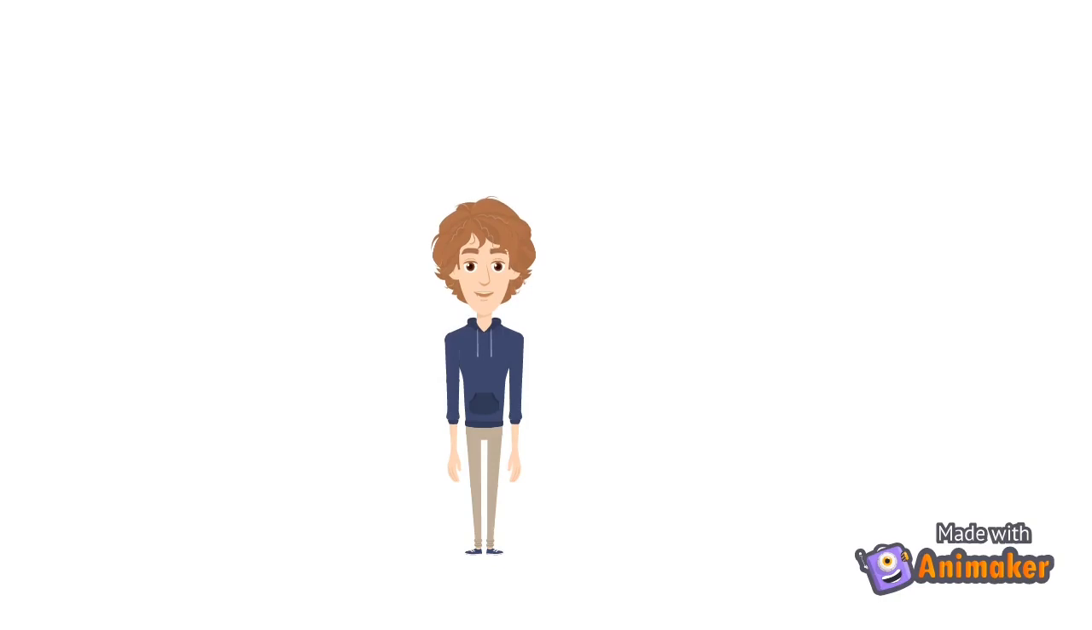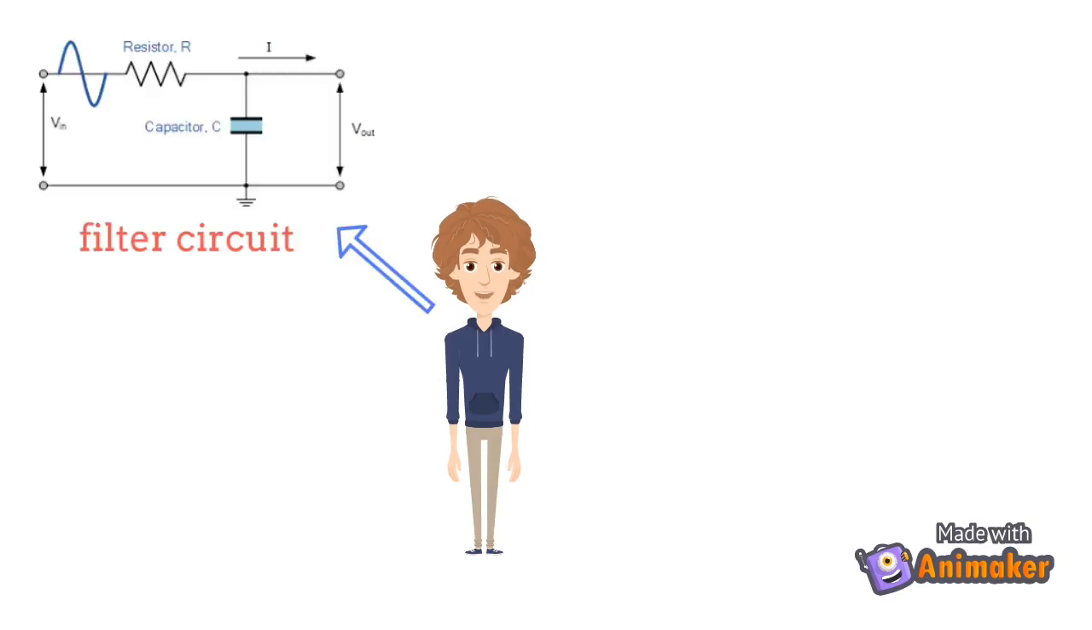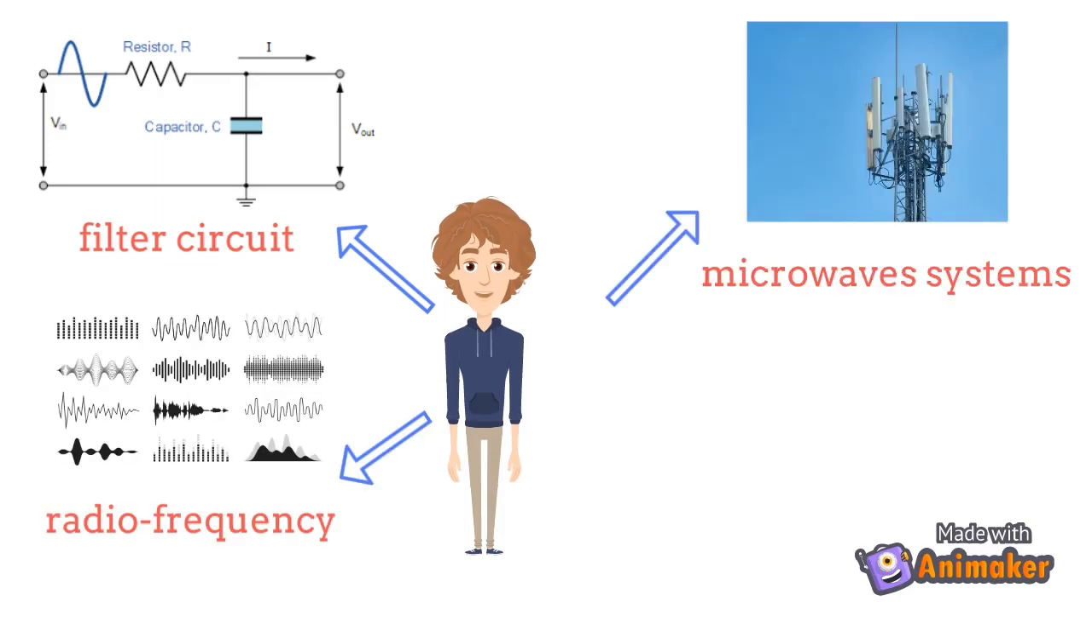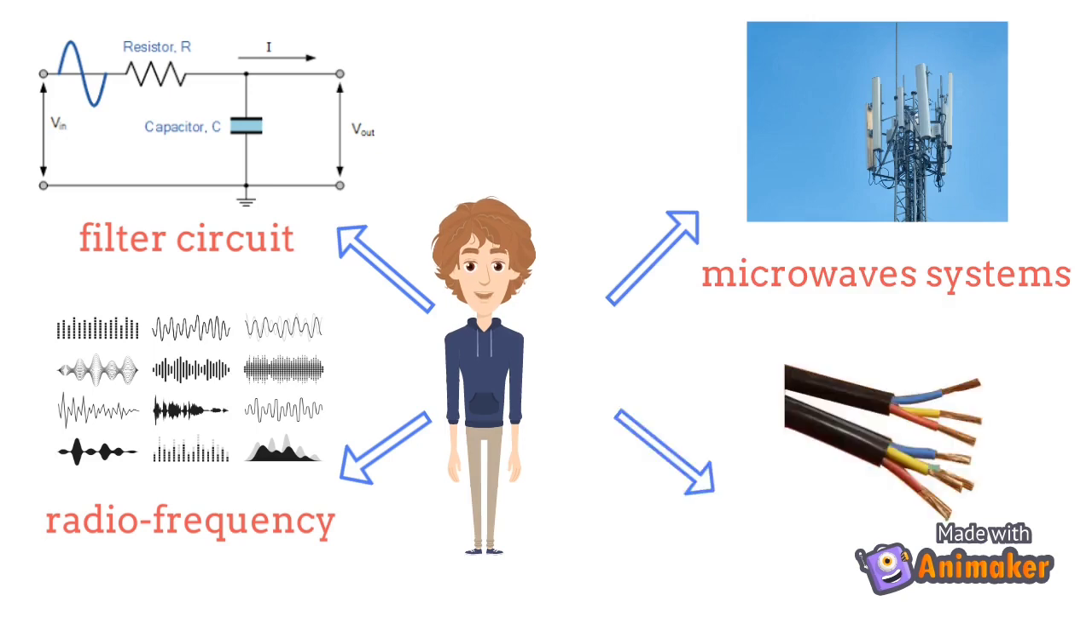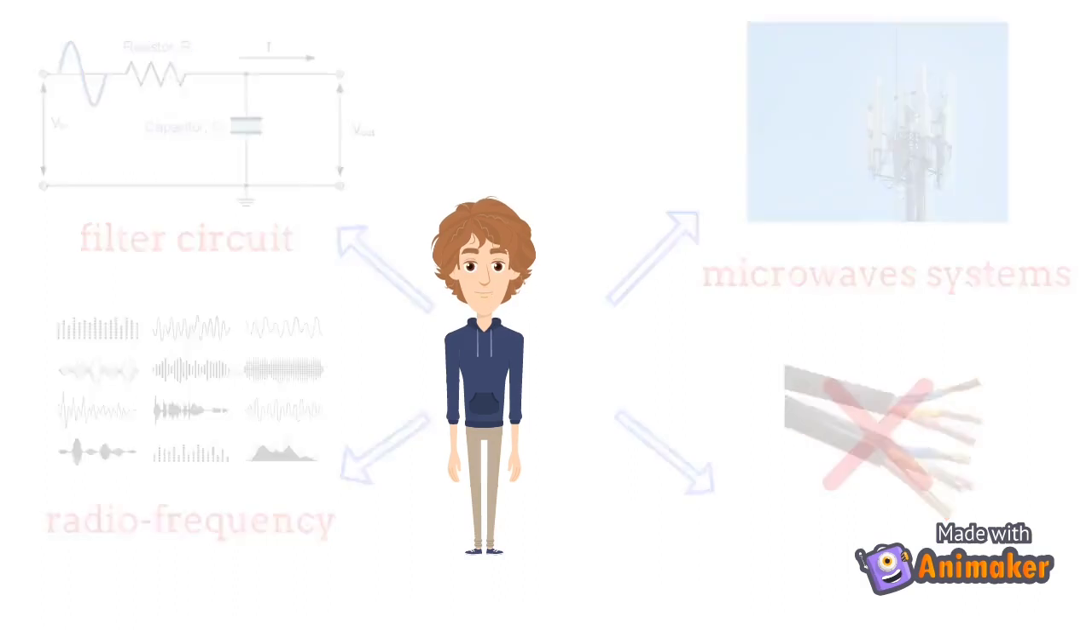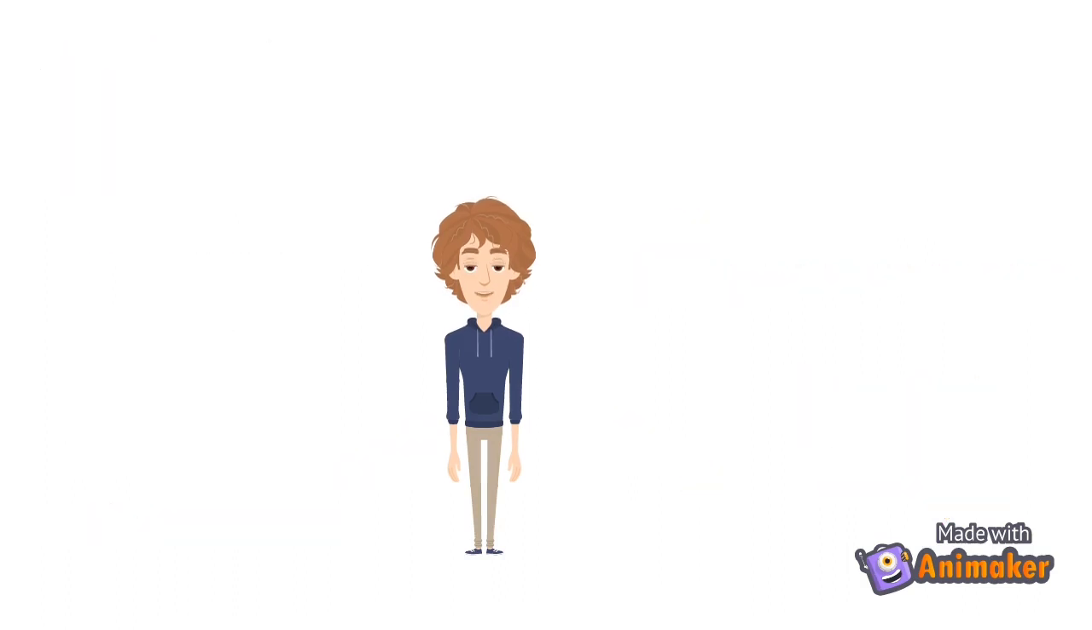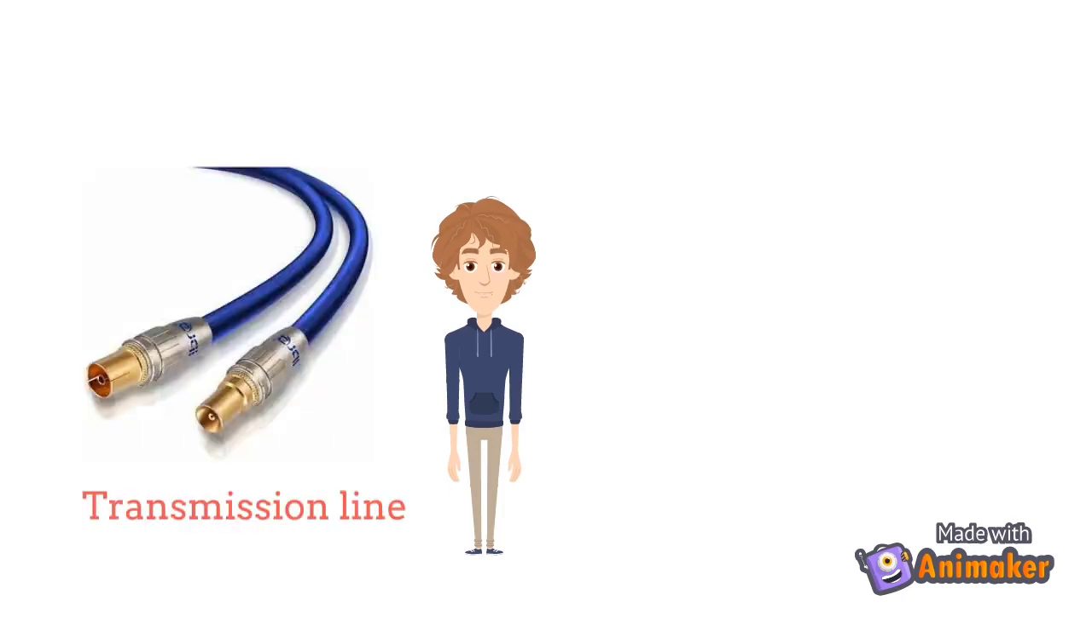Being communication engineers, filter circuits are very important to us, especially those dealing with radio frequency and microwave systems. But unfortunately, ordinary electrical cables cannot carry high-frequency current, as it leads to energy loss and signal reflection. So it was important to use other specialized cables to conduct electromagnetic waves. These special cables are called transmission lines.